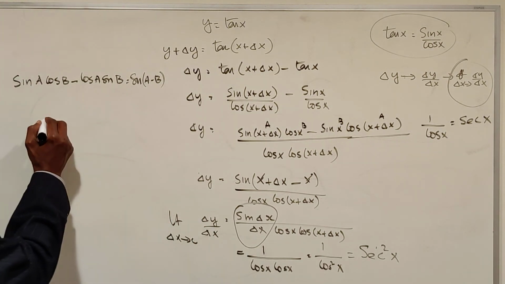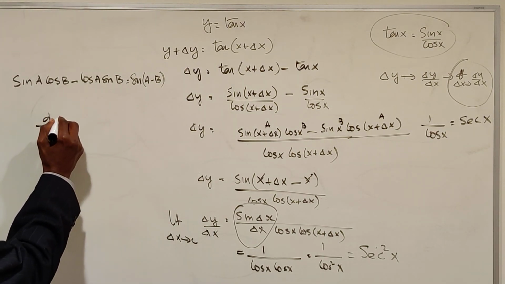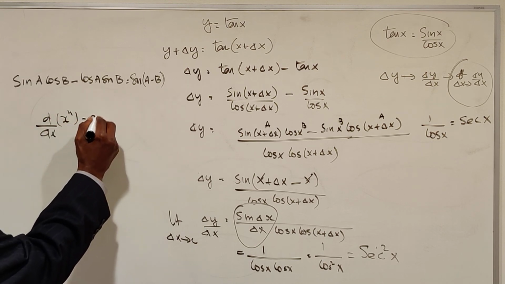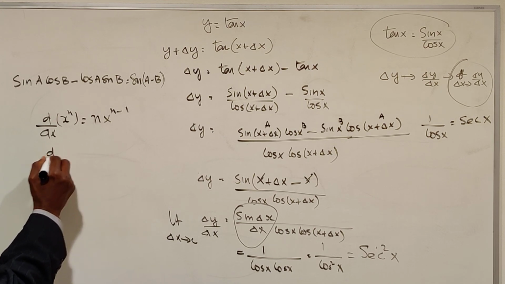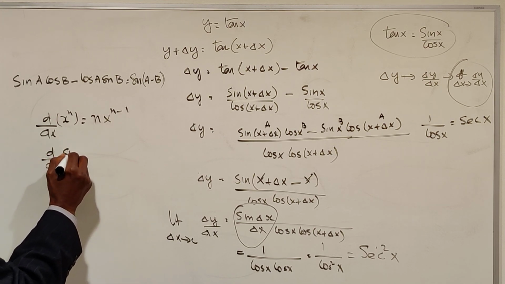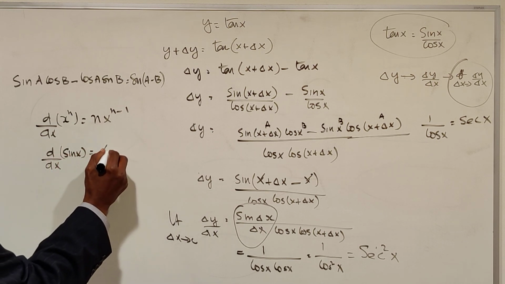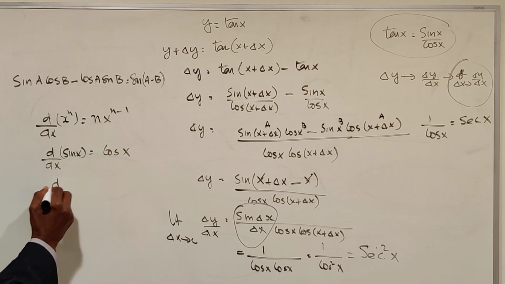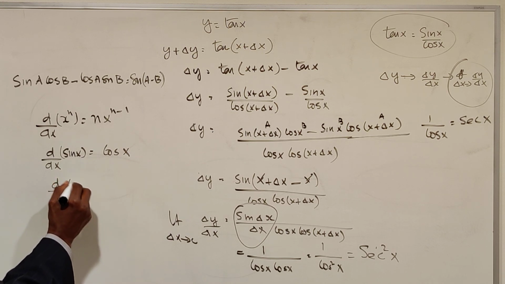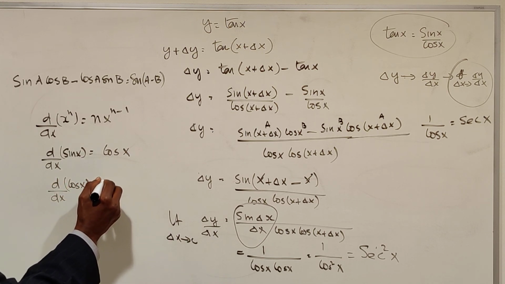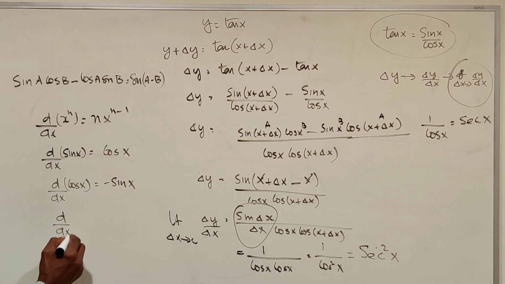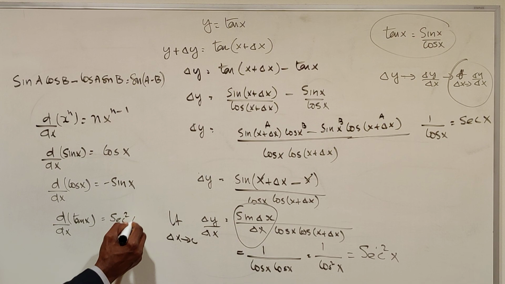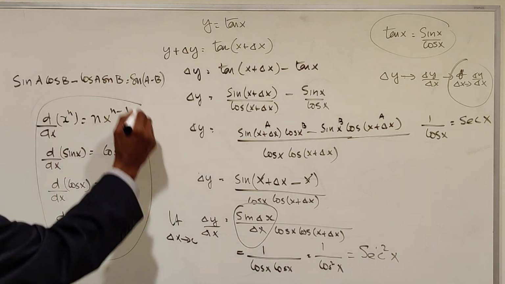Today we learned d by dx of x to the power n equals n x raised to n minus 1. That is the first derivation. Second one, d by dx of sin x is cos x. Then d by dx of cos x is minus sin x. Then d by dx of tan x is sec square x. These are the formulas we derived today.